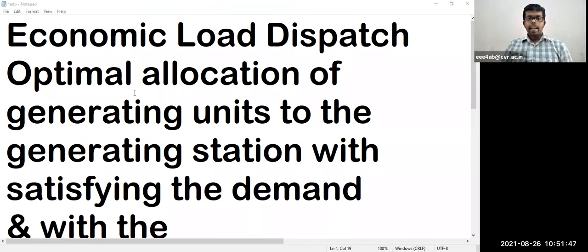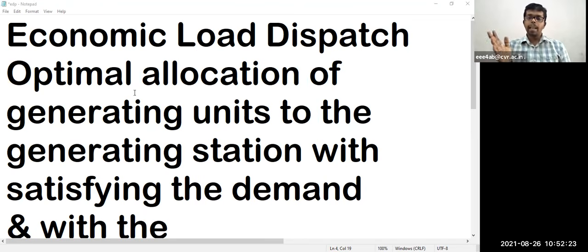Once again, I am repeating what is meant by economic load dispatch. It is nothing but optimal allocation. What is meant by optimal allocation? Optimally we have to allocate the generating units. There are many generating units, for example thermal generating units, hydro generating units, renewable power, biogas, wind, etc. So we have to optimally allocate the generating units while satisfying the demand.